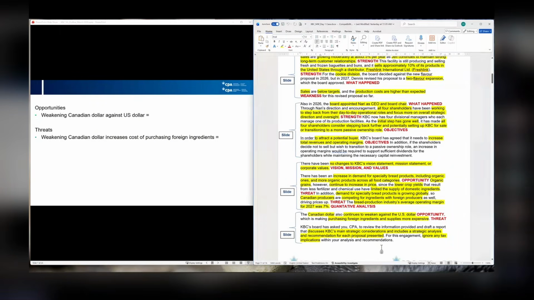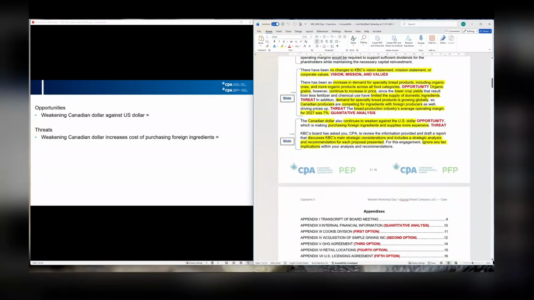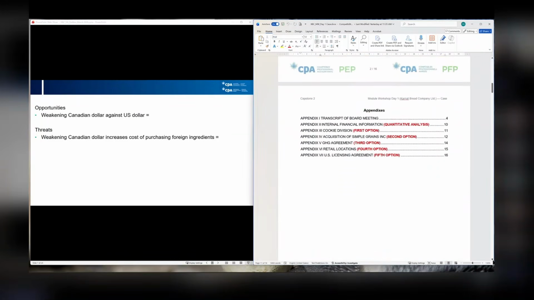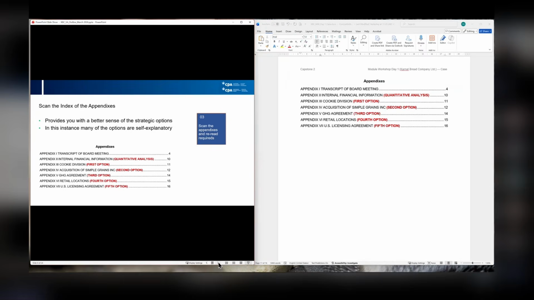So now at this point, we've extracted the relevant information from the first few pages. So let's look at the next page. We've now gone on to step 3, and that's to scan the appendices and reread the requirements. Well, in this instance, it's really about looking at what information is going to be presented to you.